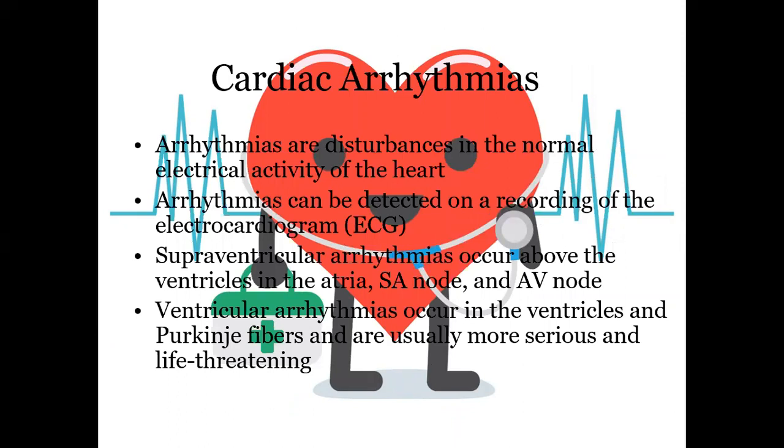Arrhythmias are disturbances in the normal electrical activity of the heart. Arrhythmias can be detected on a recording of an electrocardiogram, that is called ECG. Supraventricular arrhythmias occur above the ventricles, in the atria, SA node and AV node. Ventricular arrhythmias occur in the ventricles and Purkinje fibers and are usually more serious and life-threatening.